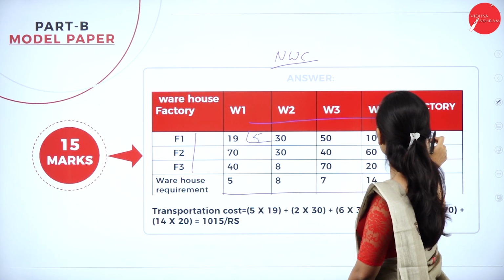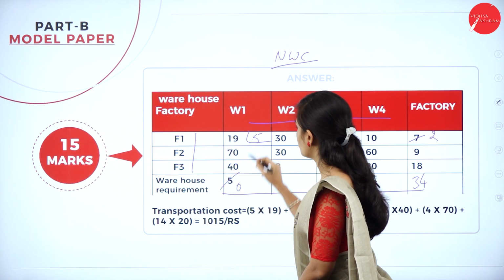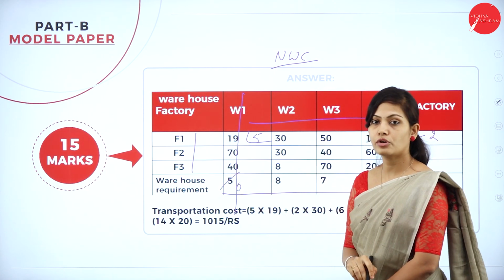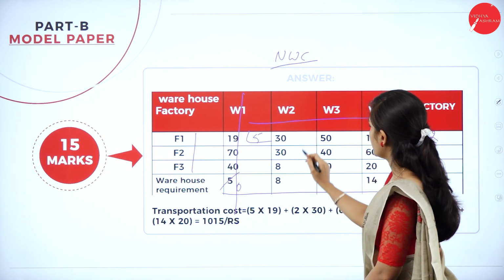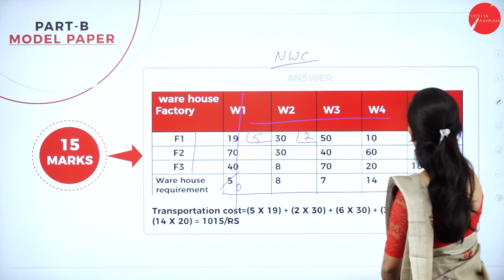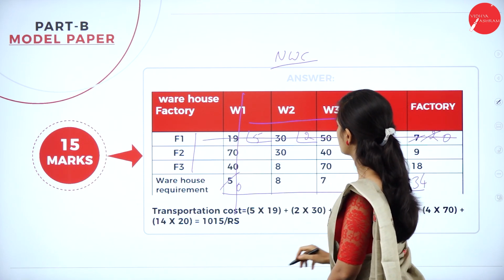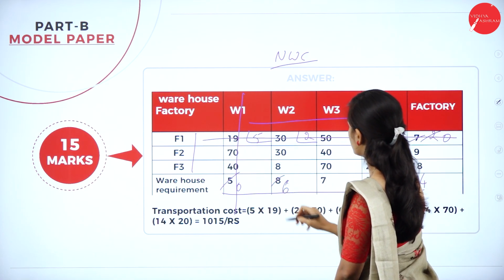And 7 minus 5 is 2. If you get 0, you can cancel this entire column. And the next northwest corner cell is 30. 2 and 8, least is 2, and you can cancel this. And 8 minus 2 is 6.